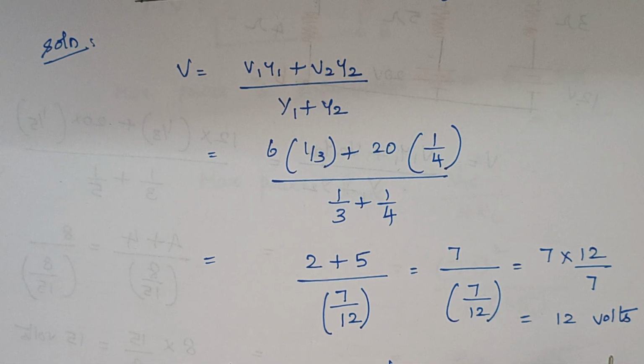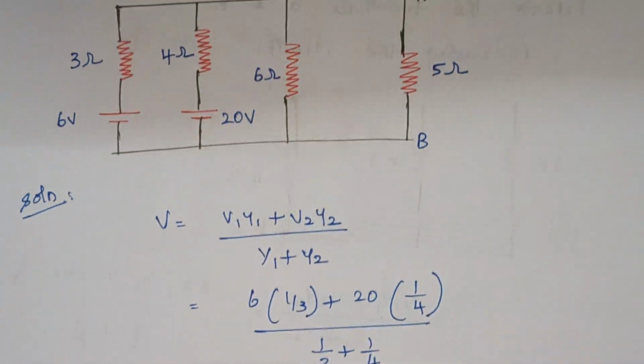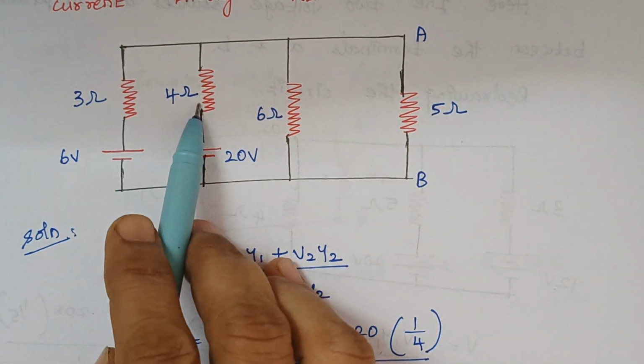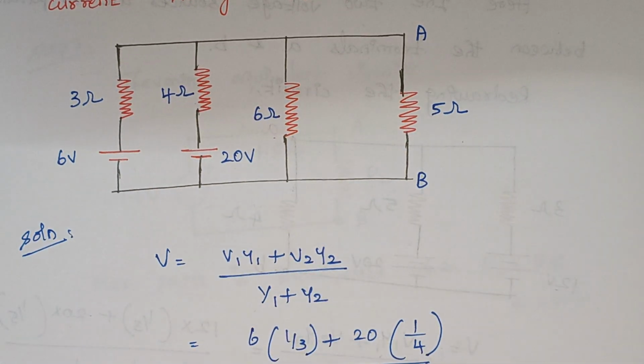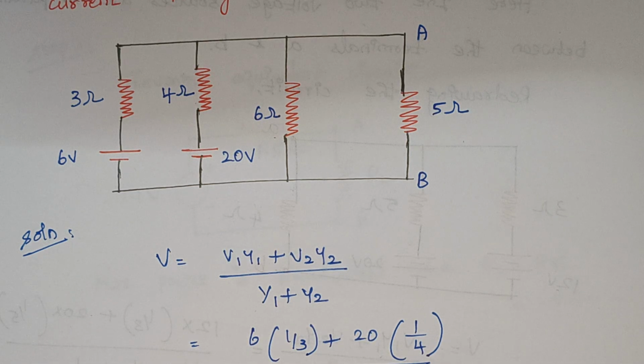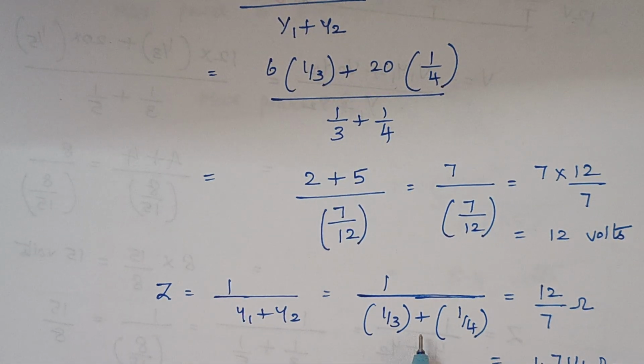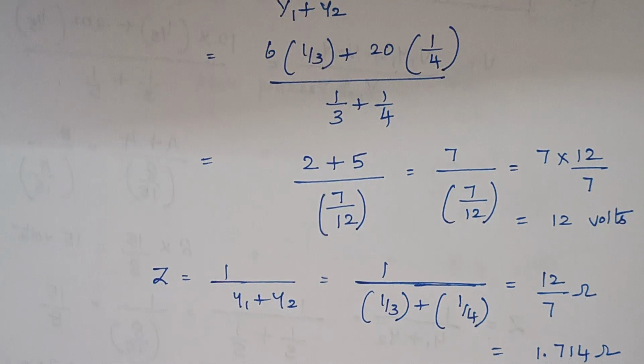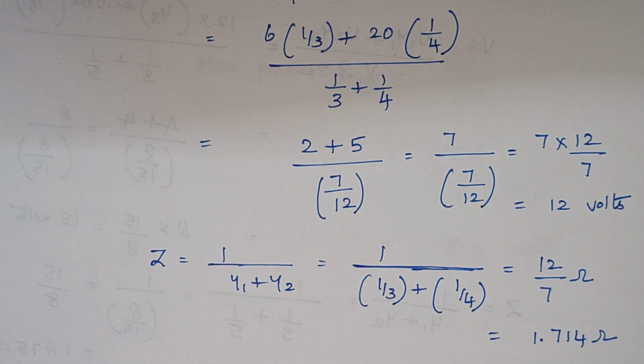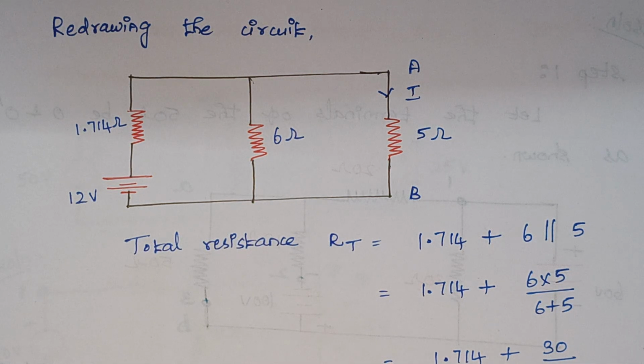right? And the next thing is impedance. So again, to find impedance, we have to consider only these two resistors, not this 6, not this 5, because here only the resistors which are connected with voltage sources play a key role. So here just substitute it. It is 1 divided by 1 by 3 plus 1 by 4, and that gives the answer as 1.714 ohms, right?